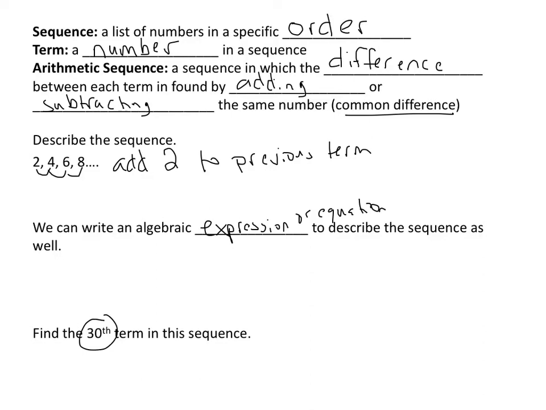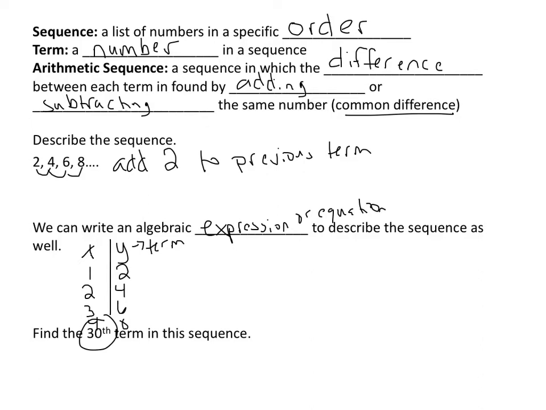So this is where going back to our tables helps. So we're going to call x our term number, and y is going to be our term. So x just means where it is in the sequence. So for example, our first term is 2 because 2 is the first number in the sequence. Our second term is 4, our third term is 6, and our fourth term is 8.